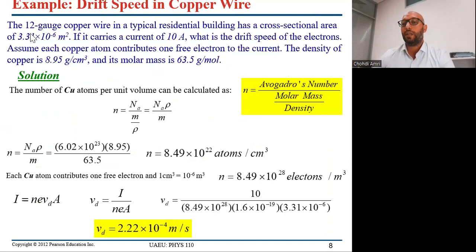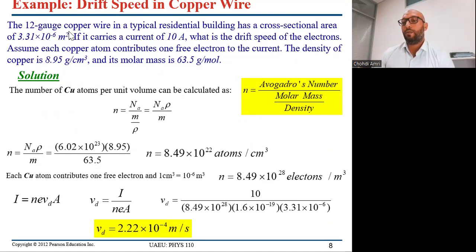Let's move to the second example. The 12 gauge copper wire in a typical residential building has a cross-sectional area of 3.31 times 10 power negative 6 meters squared. If it carries a current of 10 amperes, what is the drift speed of the electrons? We assume each copper atom contributes 1 free electron to the current. The density of the copper is 8.95 grams per centimeter cubed, and its molar mass is 63.5 grams per mole.